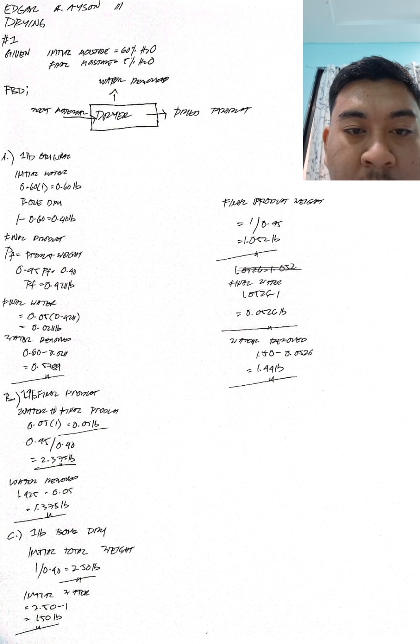So now let's assume the final product is 1 pound, with water in it at 5%. So 5% is equal to 0.05 pounds. So the dry solids is 0.95.